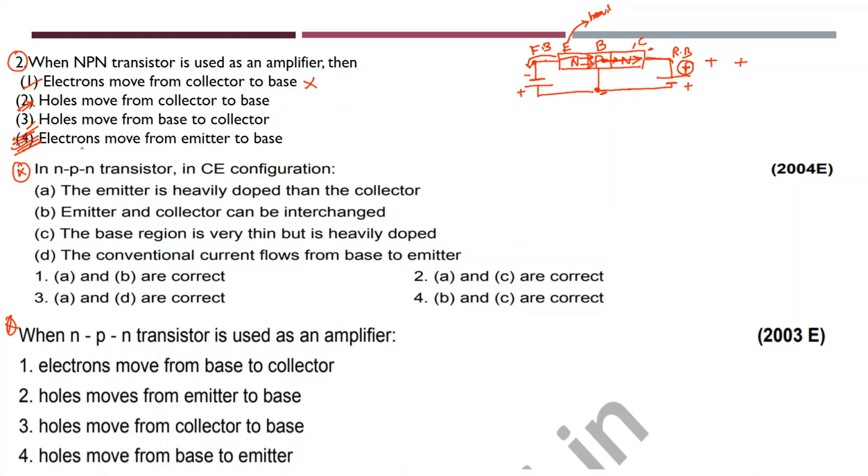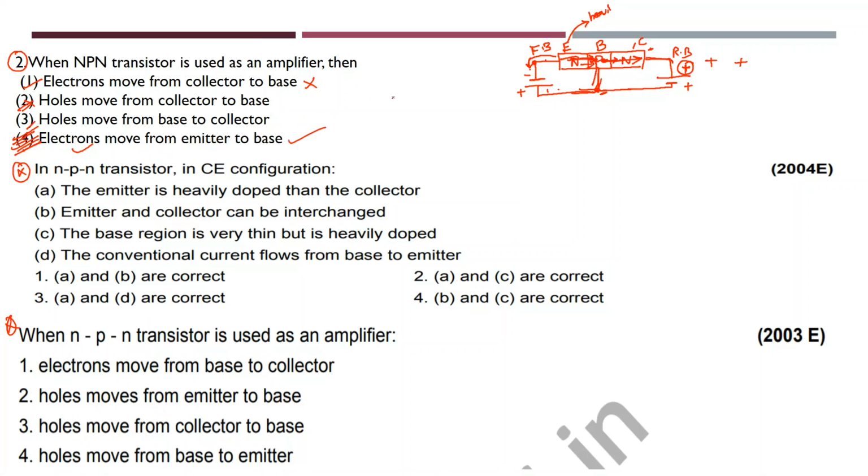What is our fourth option? Electron move from emitter to base. See here, electrons can't move here. So what is the only region electron can move? Electron can move towards base region only. Why? Because base is positive terminal. See here, base region is attached to positive terminal. So electron will easily move towards the base region. So this fourth option is the right answer.